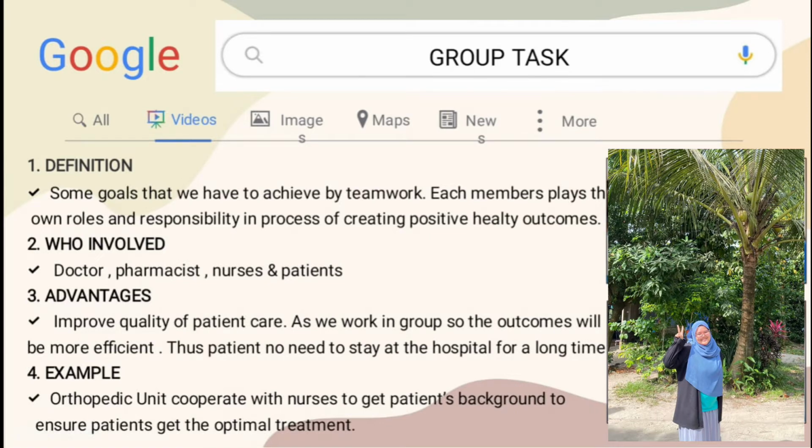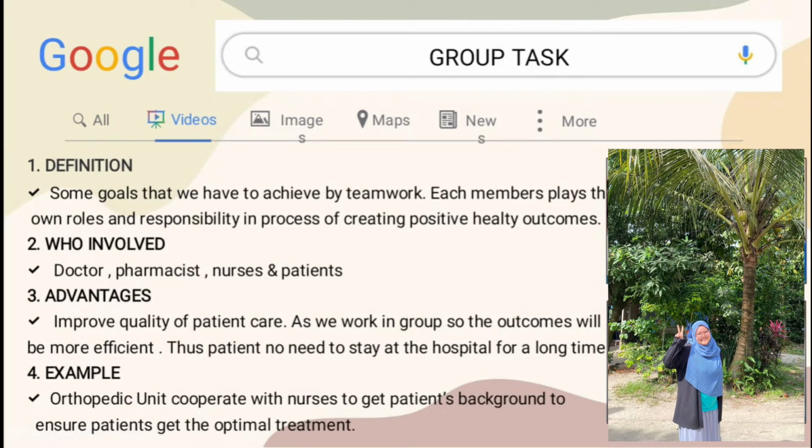The first one is group task. What is the definition of group task? Group task is some goals that we have to achieve by teamwork. Each member plays their own roles and responsibilities in the process of creating a positive, healthy outcome. So who is involved in group tasks? The doctor, pharmacist, nurses and patient.